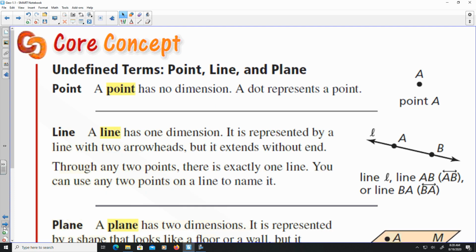So if you look at a point, it has no dimension. When you visualize it or when you draw it, it's represented as a dot, and normally it gets labeled or denoted with a letter. So the example that they have to our right is point A.